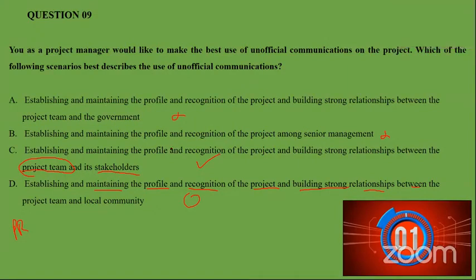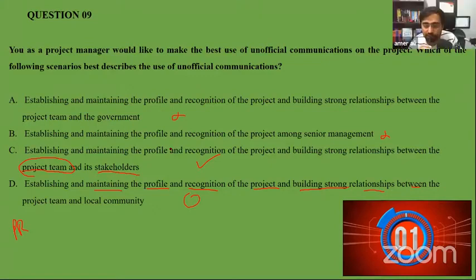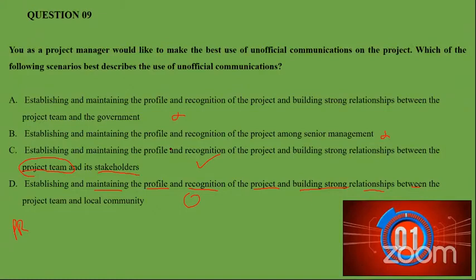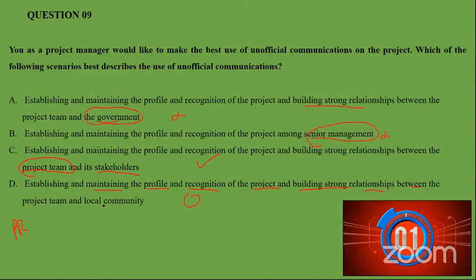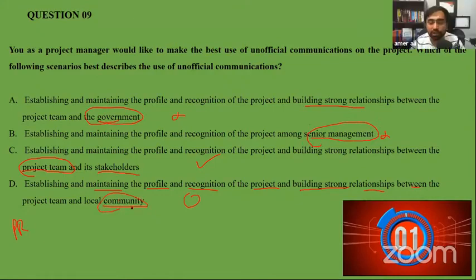Basically, if we read option C and option D, local community is also a part of stakeholders. Government is also a part of stakeholders. But in option A, while dealing with government, we can say it's an official communication. But in C and D, it's still dicey for me. Local community and stakeholders, I think both are the same thing. Both are the same thing, but here we are specifying. Option C and D, local community and the stakeholders. I'm putting in everyone.